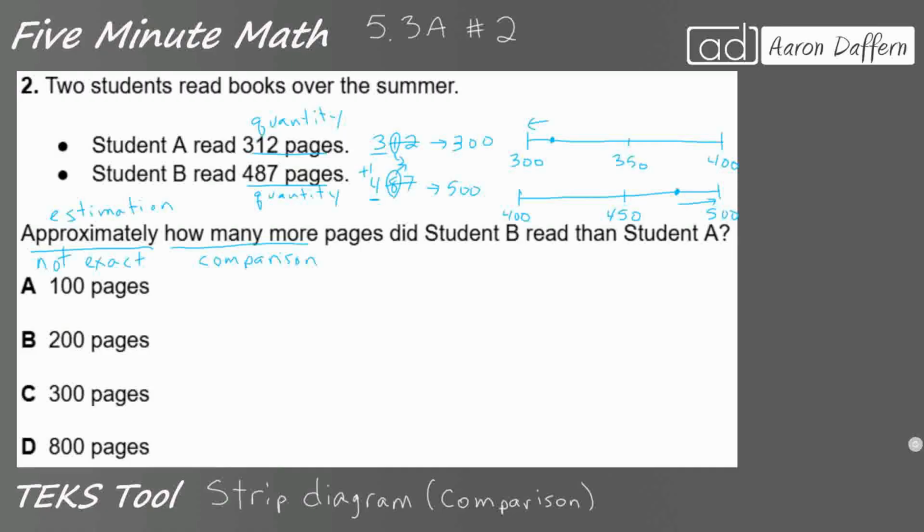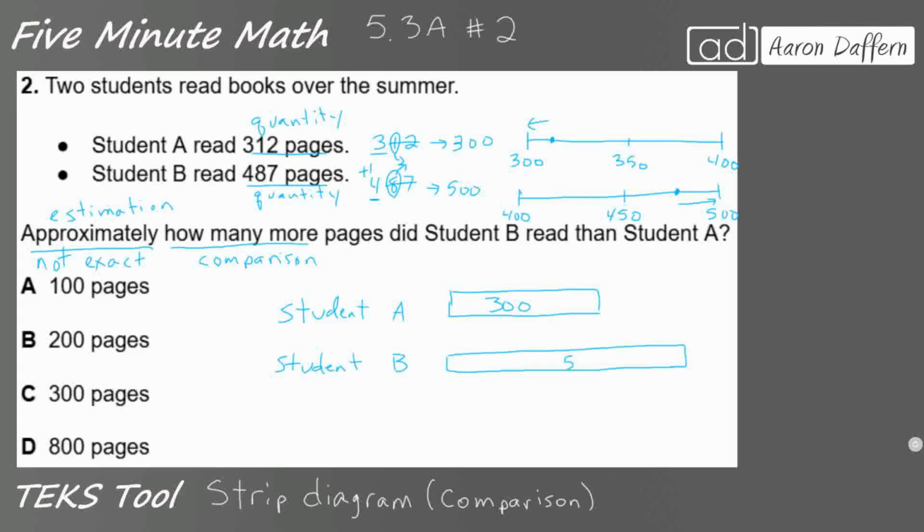So now we can visualize this with a strip diagram. So I've got student A. I'm going to draw a bar. Student A is about 300. I've got student B. I'm going to draw a longer bar just so it continues to make sense. And that is about 500.